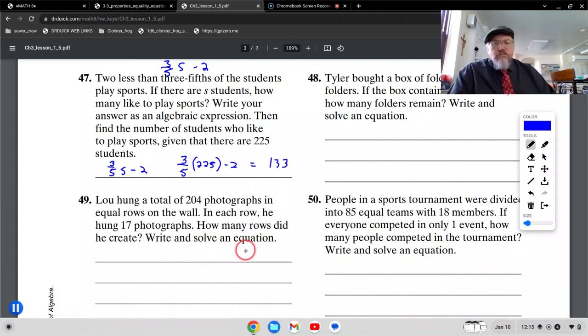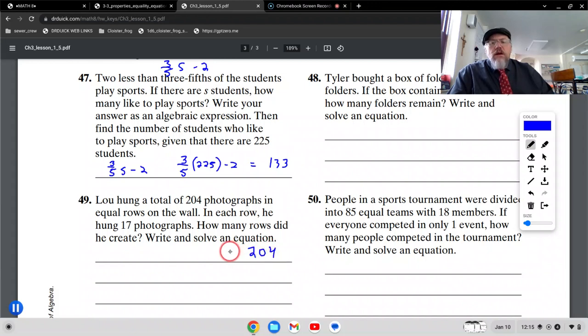All right? Let's look at this one. Lou hung a total of 240 photographs in equal rows on a wall. In each row, he hung 17 photographs. How many rows did he create? Write and solve an equation. So we know he hung a total of 204, so we know the n would be 204.